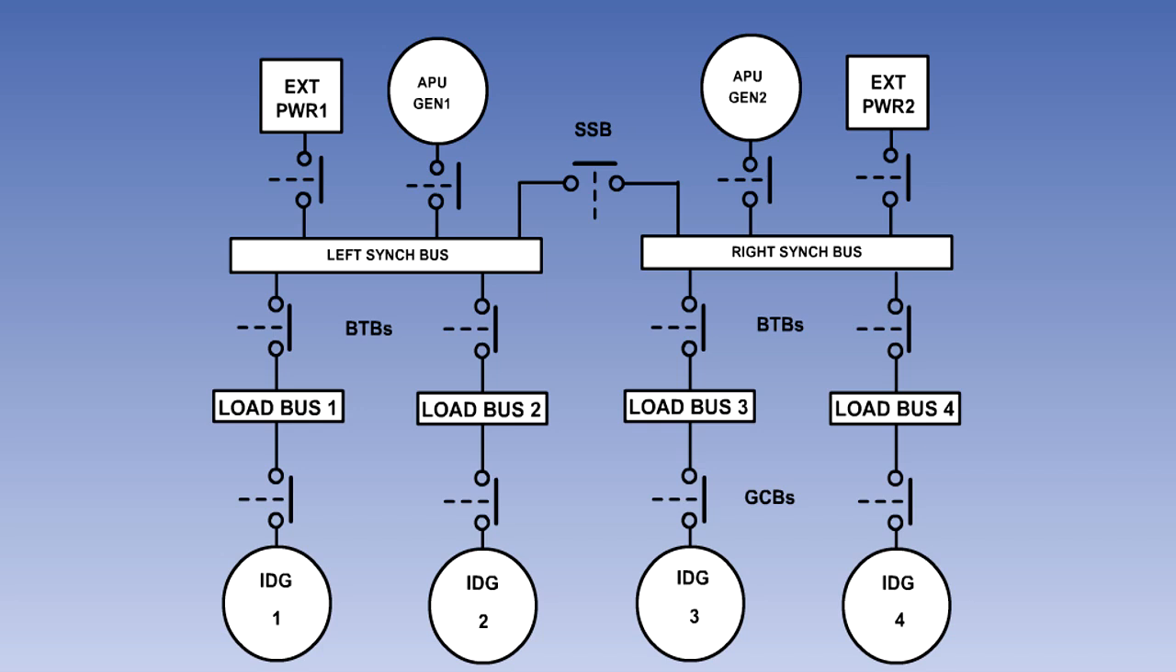Two AC external power cards can be connected into the electrical system. One connects to the left synchronizing busbar and the other to the right. As with the APU generators, external power cards cannot be operated in parallel with any other power source.